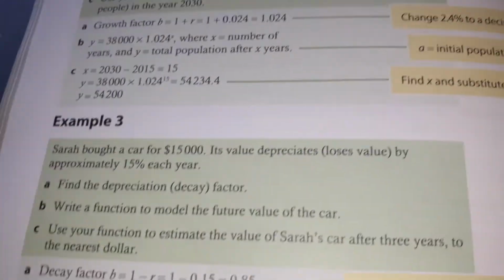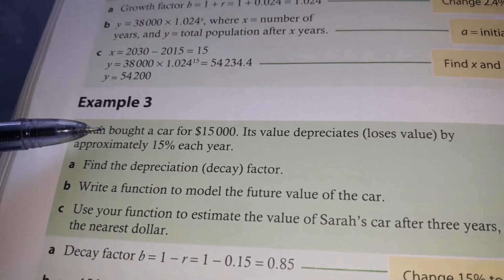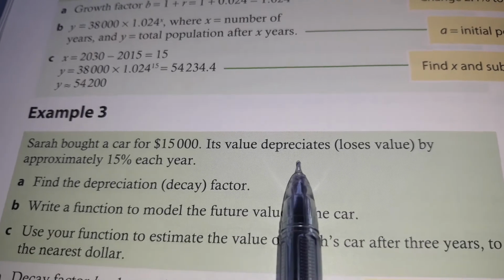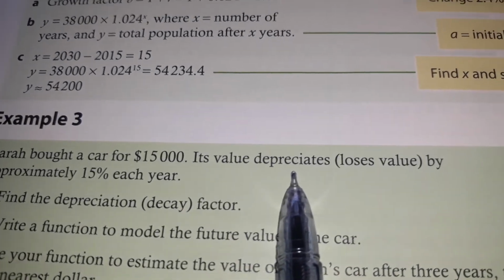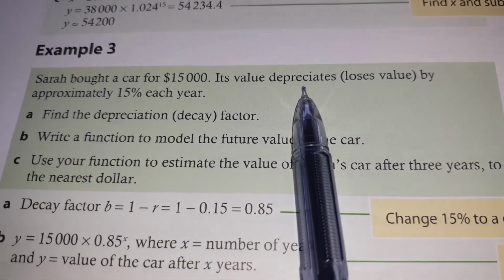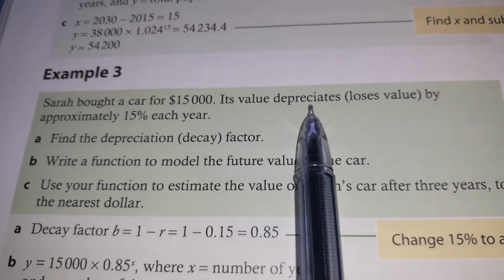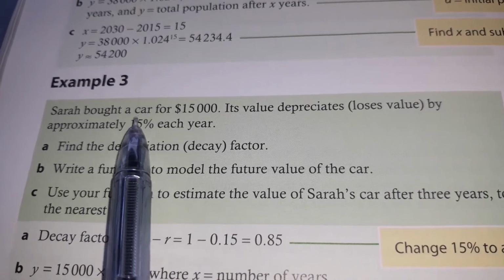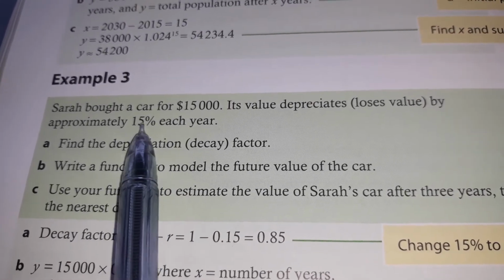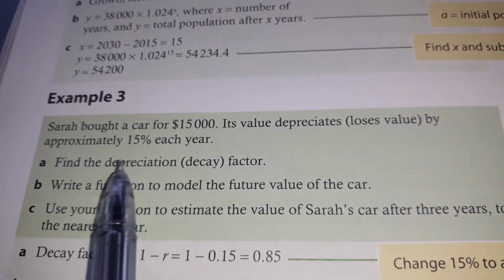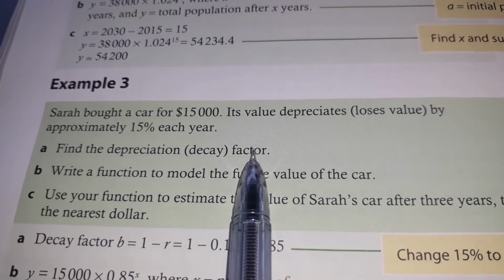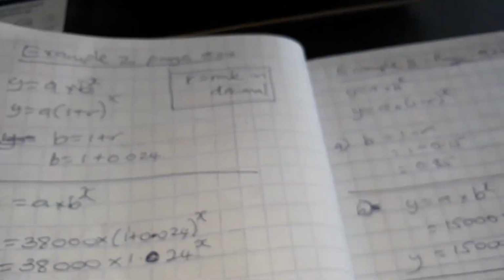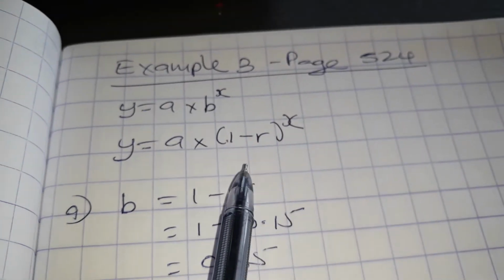Okay, let's look at one more example. Let's look at example number 3. Sarah bought a car for 15,000. Its value depreciates. Okay, now we can see this is a case of decay. The price is going down. Its value depreciates, loses value by approximately 15% every year. 15%, that's my rate. Okay, find the depreciation decay factor. Keep in mind, in the decay factor, we are going to be having 1 minus, okay.